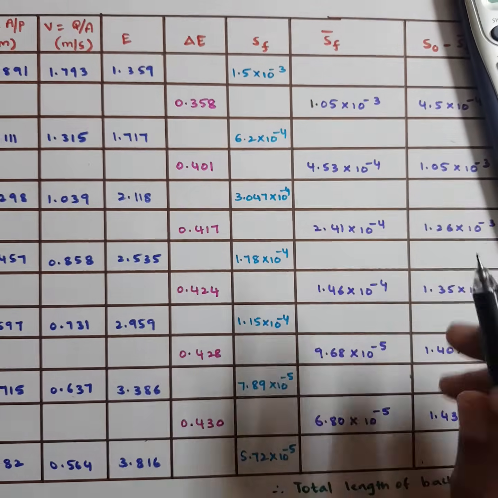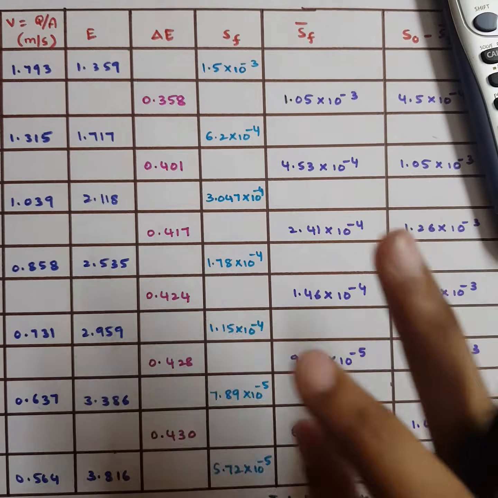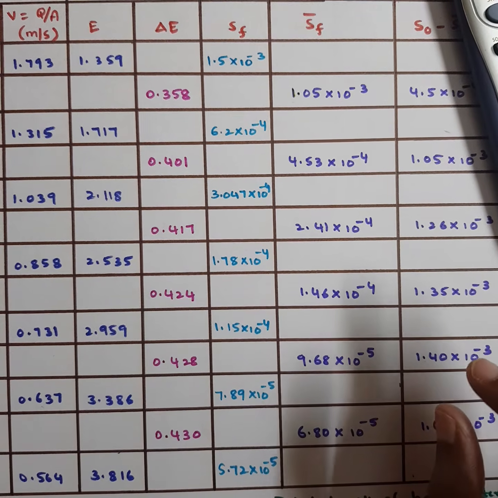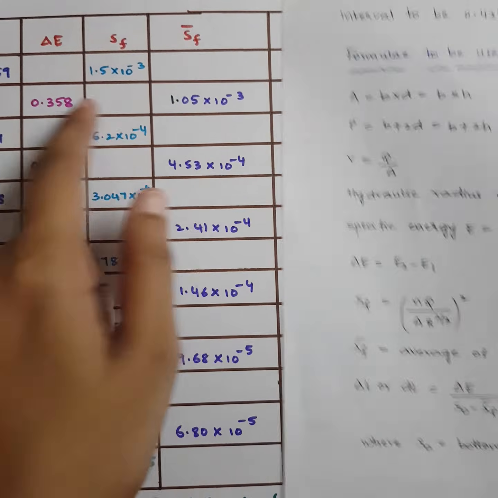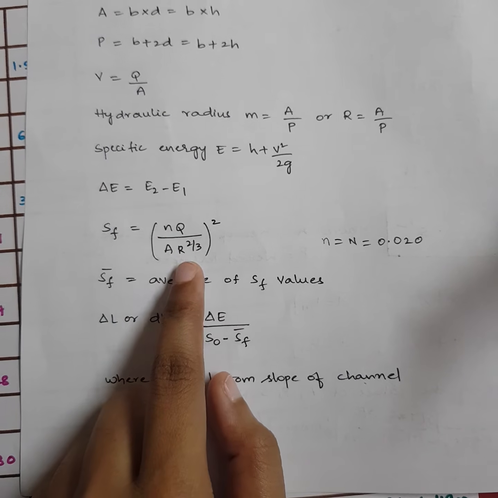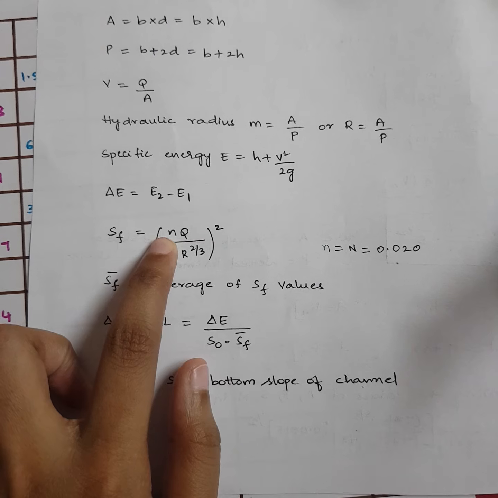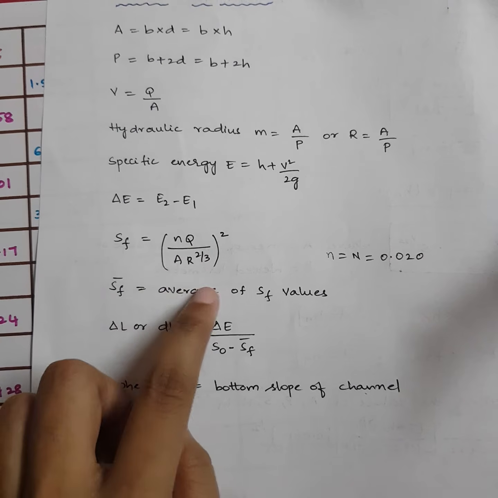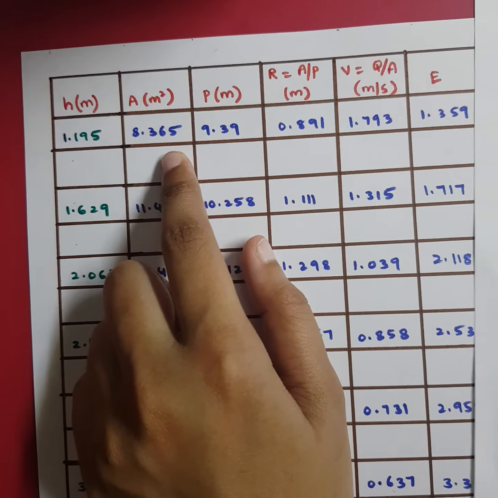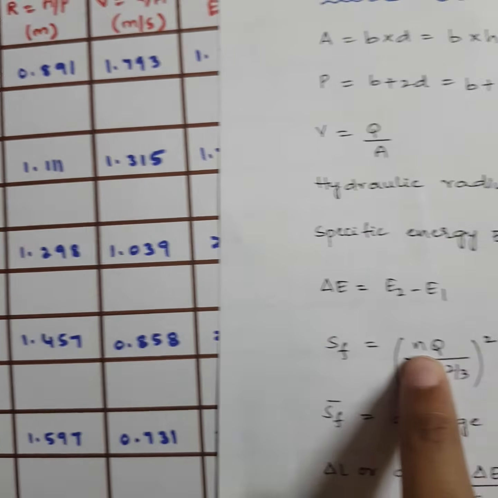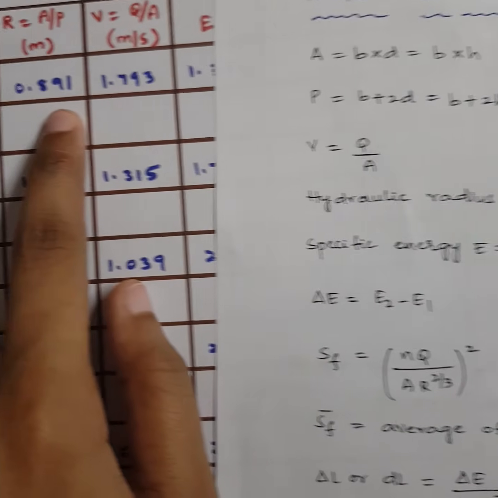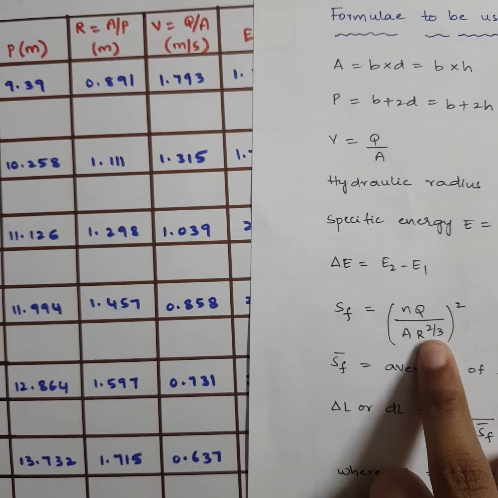Next comes SF. SF is nothing but the slope at that particular depth of water, whichever you are taking. So how did I get this SF value? I have already told you the formula: SF is N into Q by A into R power 2 by 3, whole square. N is 0.020, into Q which is 15, by, let me take the first interval, the area 8.365, into R for this, 0.891, power 2 by 3, whole square.